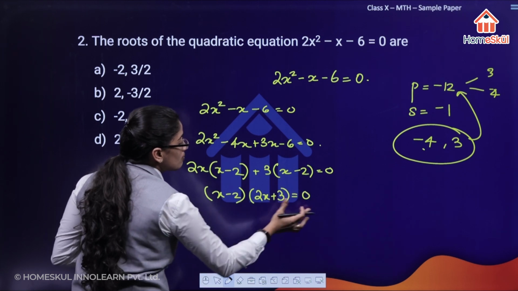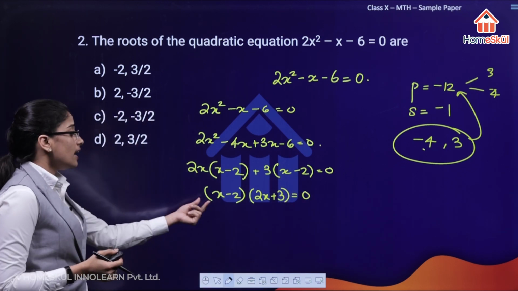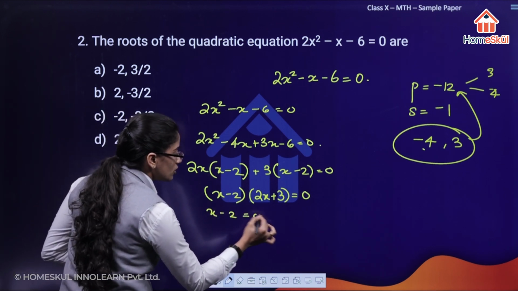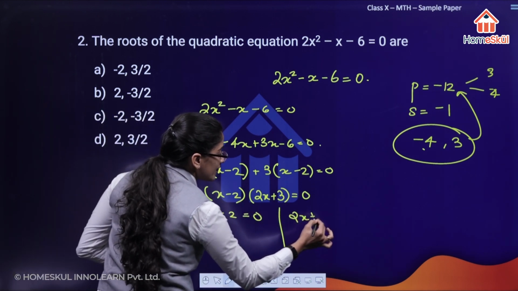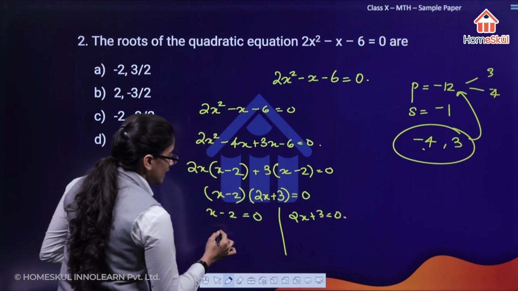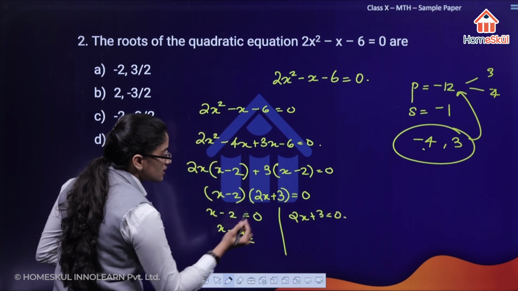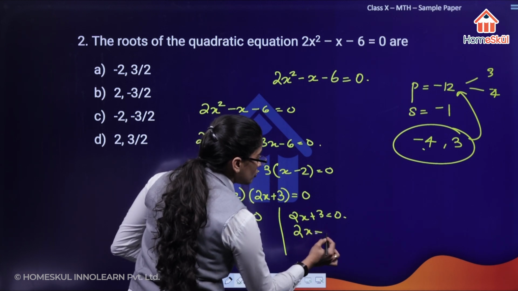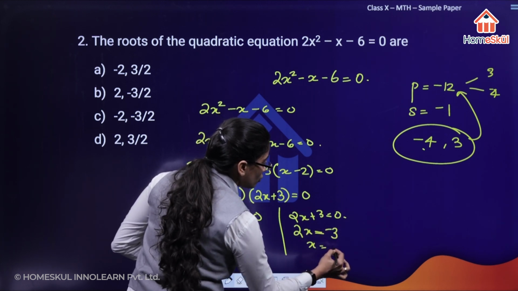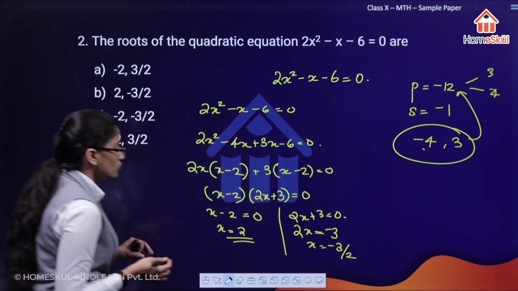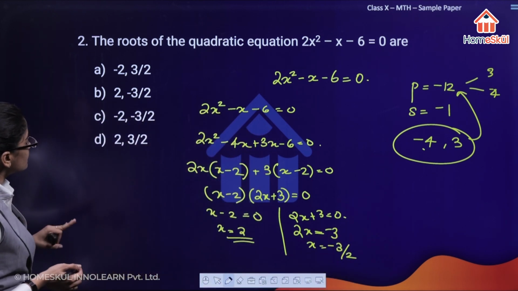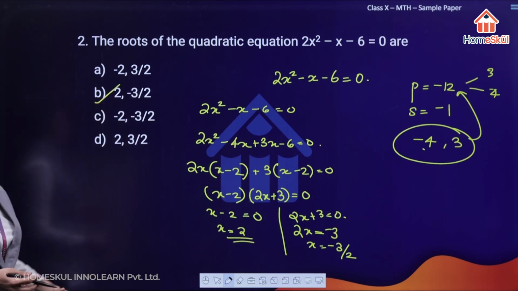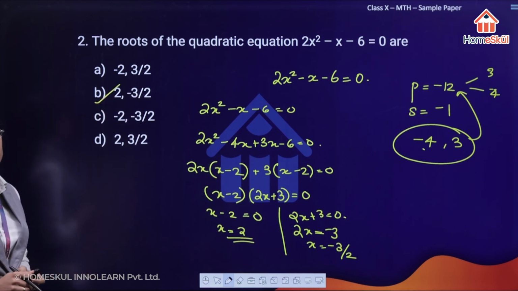That means the product of two numbers is 0, which means either one of the factors should be equal to 0. That is, x minus 2 is equal to 0 or 2x plus 3 is equal to 0. x minus 2 is equal to 0 means x is equal to 2. And the other scenario, 2x is equal to minus 3, x is equal to minus 3 by 2. So, it is plus 2, minus 3 by 2. Option B, that is plus 2, minus 3 by 2, is the correct answer there, okay.